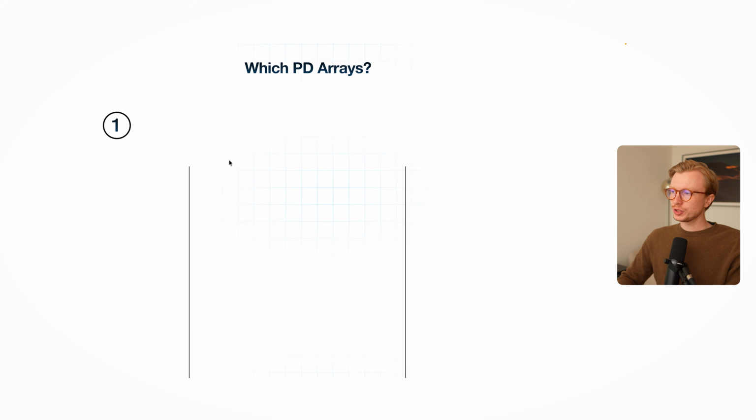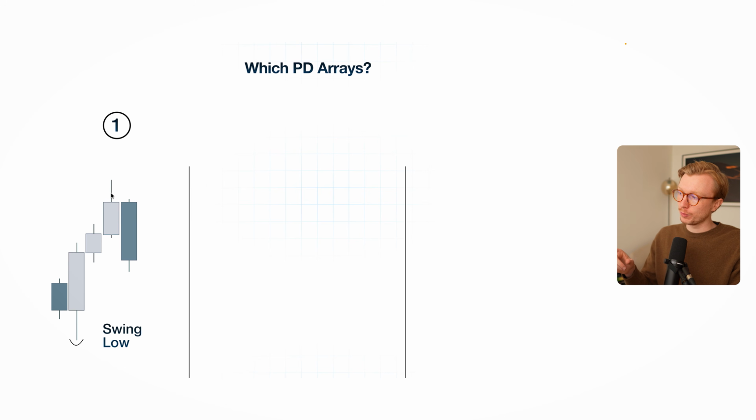Now, the first type of PD array that we have are the swing points. So for example, right here, we have that 3 candle pattern with that wick sticking out at the bottom right there. That's what we call a swing low. Then on top of that, we also have when a wick is sticking out with a 3 candle pattern at the top right there, this is what we call a swing high.